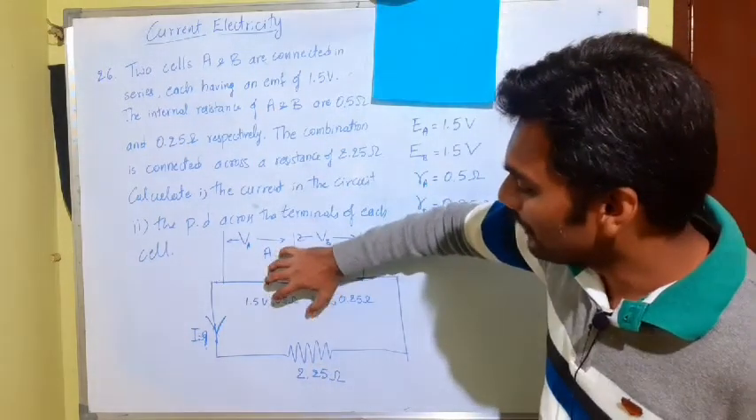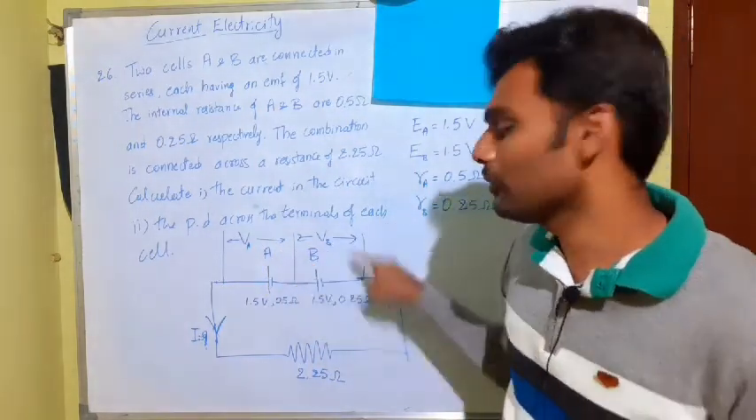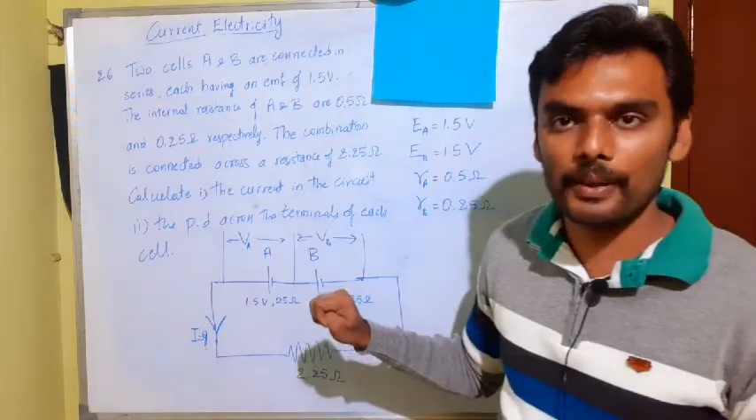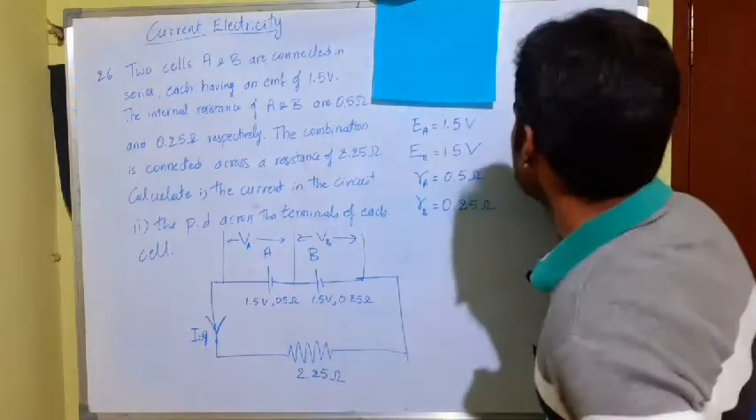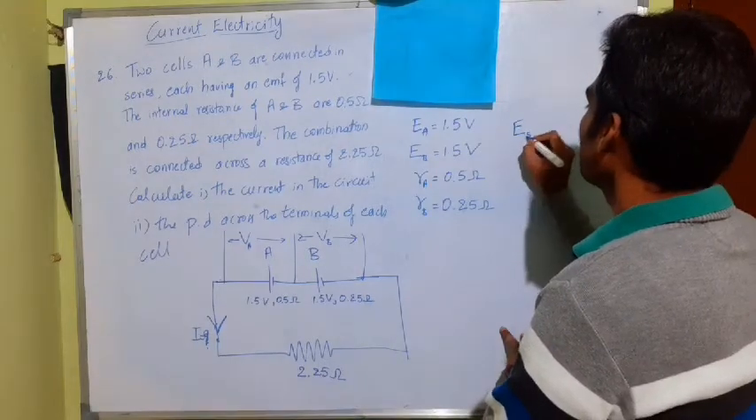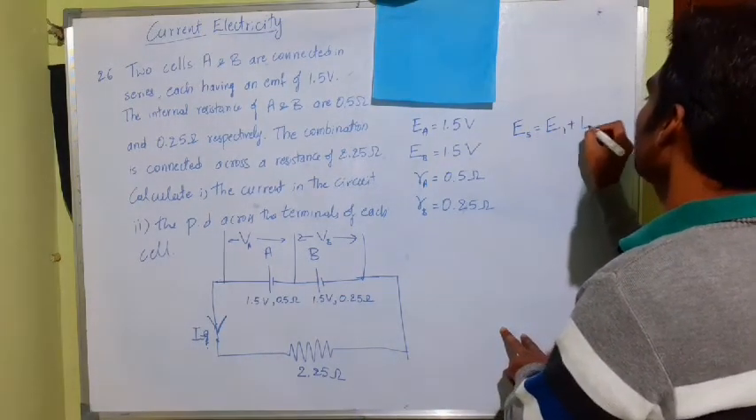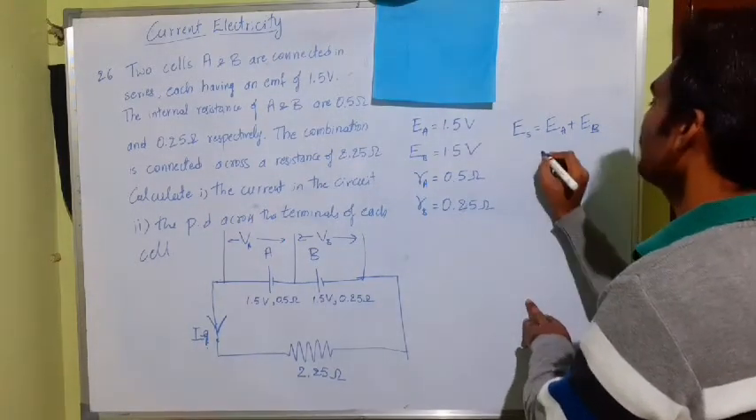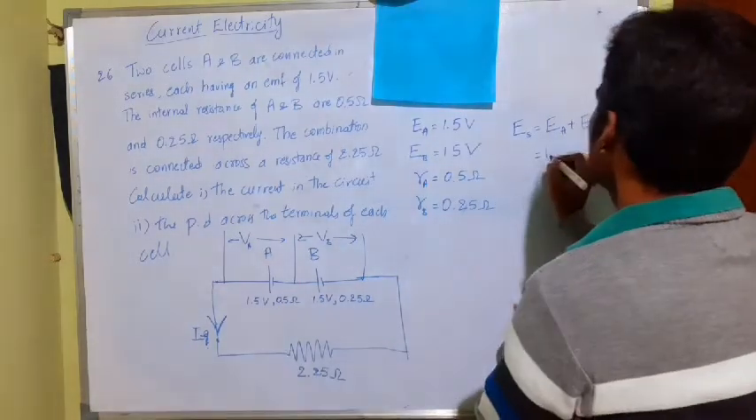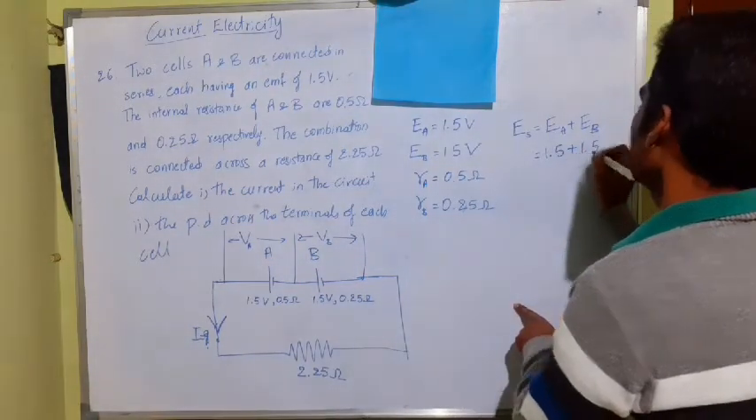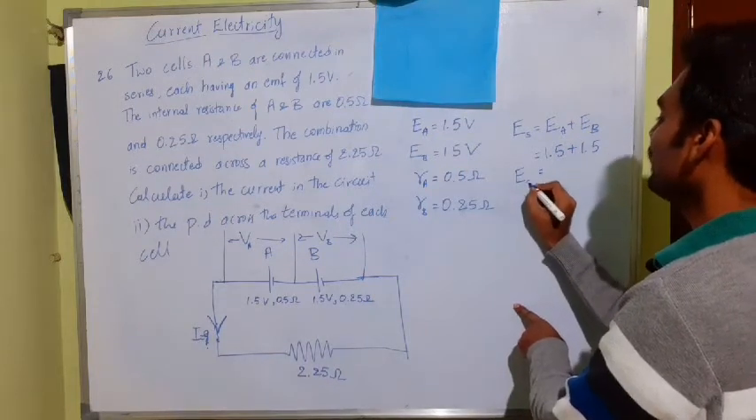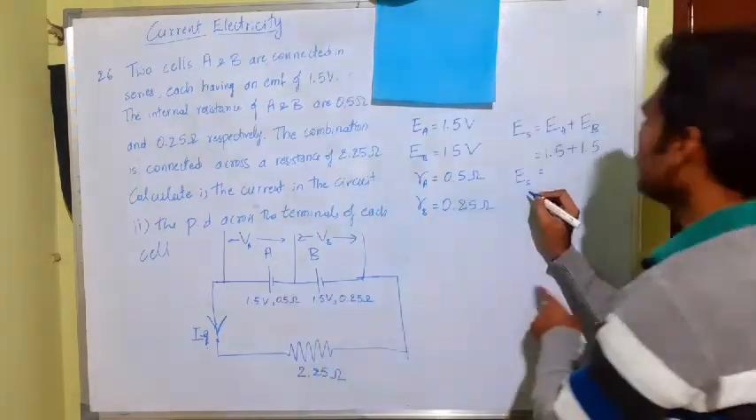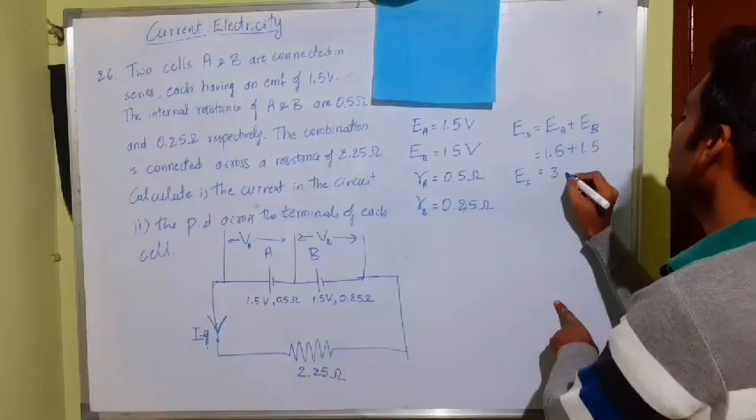So first we need to take the effective cell for the combination. The effective cell will have the EMF of the combination and the resistance of the combination. Since they are in series, it's quite simple. ES is equal to E1 plus E2, or I can also write EA plus EB. What is EA? EMF of the first cell, 1.5 volt. What is EB? 1.5 itself. So the effective EMF of these two cells put together, ES, is equal to 3 volt.